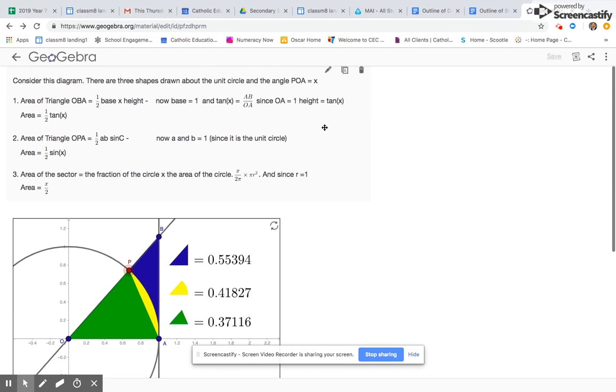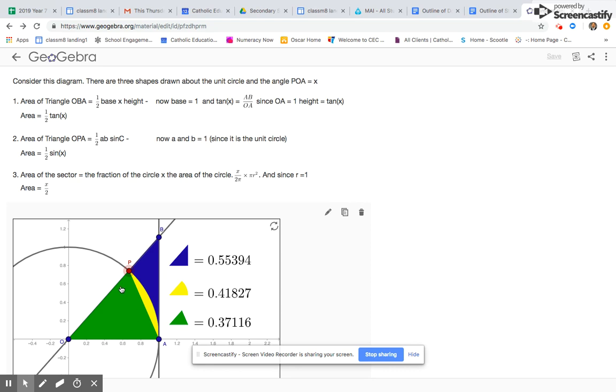Consider the diagram. Let's look at the large triangle. It's all on the unit circle, so this is 1. So what is the area of the large triangle? Half the base, which is 1, times the height. What is the height? Well, the tan of x is opposite over adjacent, which is BA over 1, which is just BA. So the base is 1 and tan of x equals AB over OA. Since OA is 1, the height is just tan x. So the area of that large triangle is half tan x.